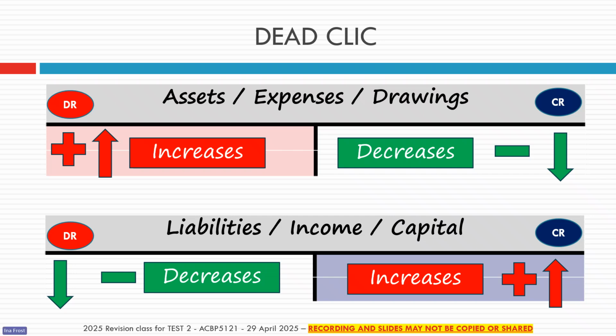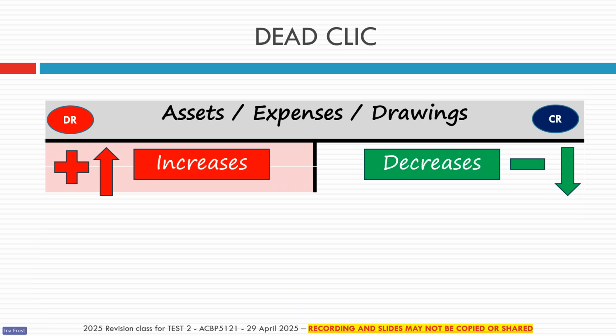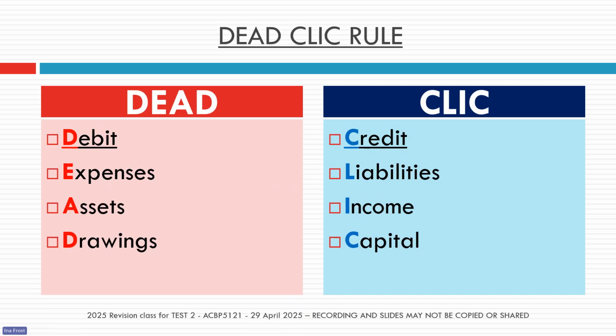Yes, you did, Ina. Salama always likes to add this slide for students, but because unfortunately, in the way that this event is set up, Salama can't do our normal drawings for us on the slides, that's why I've had to incorporate it in a slide. So remember then your assets, expenses, drawings, they increase there on the debit side, they decrease on the credit side, and then liabilities, income, and capital, they work the other way around. So you can either use your DEAD CLIC in the format of T accounts or otherwise you can just set it out like that.